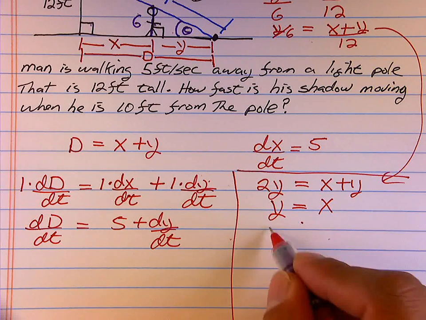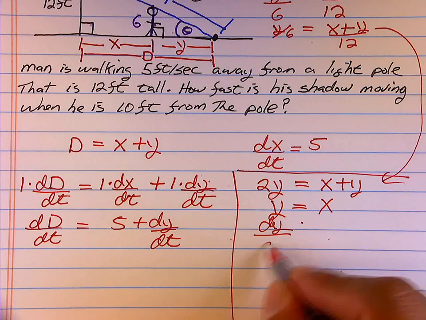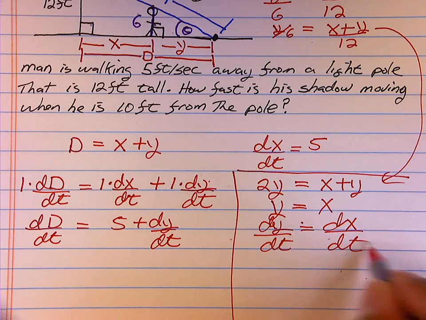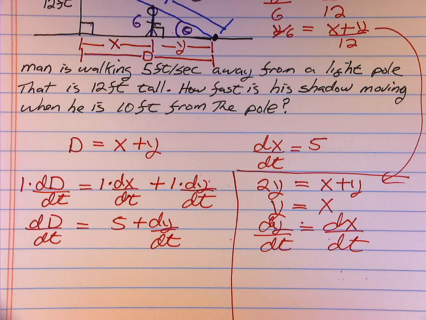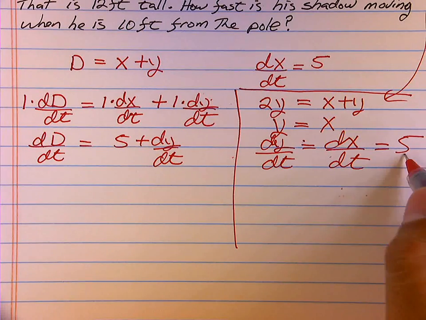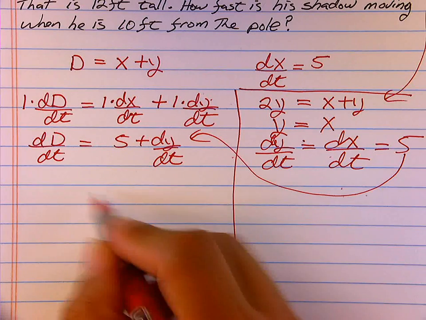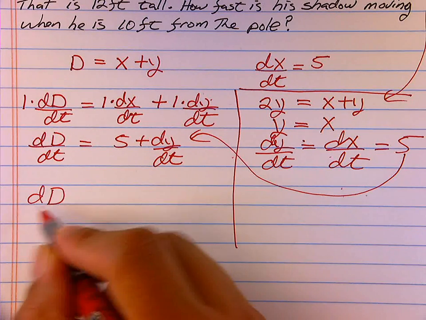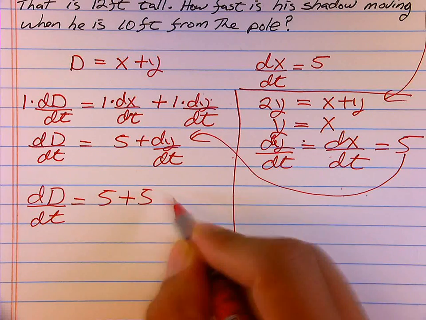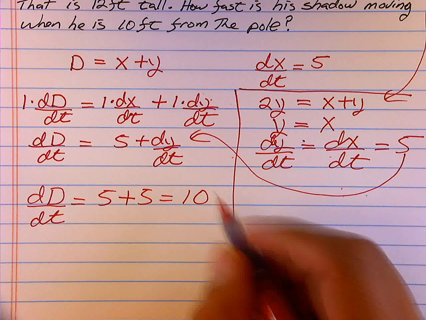Which means when I take the derivative of this, dy/dt is going to equal dx/dt. And I know that dx/dt is 5. So now I can do a substitution. And I have big D, distance, dD/dt equals 5 plus 5, which equals 10.